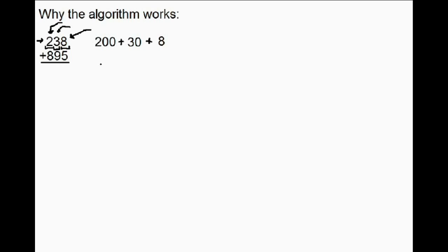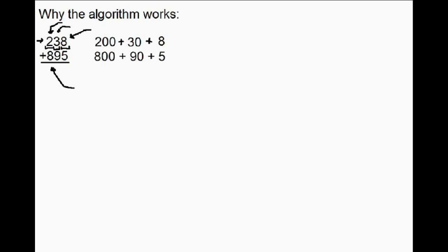That's called expanded form. So similarly, if we take our second number here, 895, and write that in expanded form, we take the value of each digit there and write it as an addition question. It would look like that. 800 plus 90 plus 5, which would be the same as 895. So again, this is called writing numbers in expanded form.